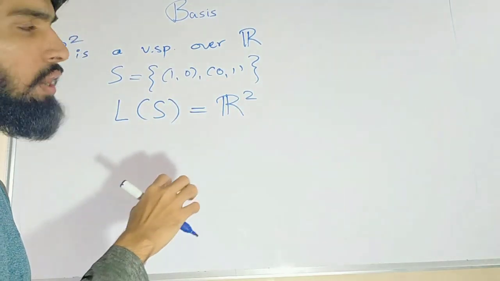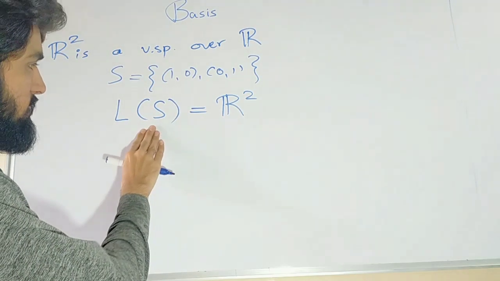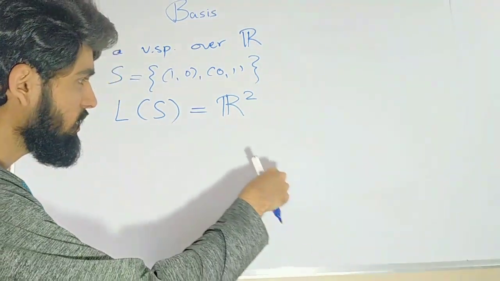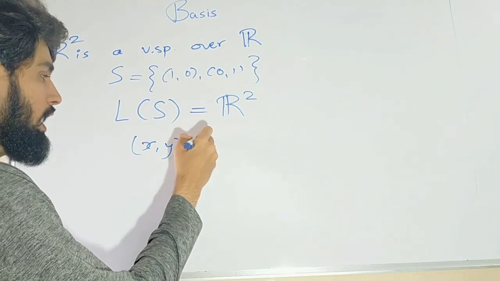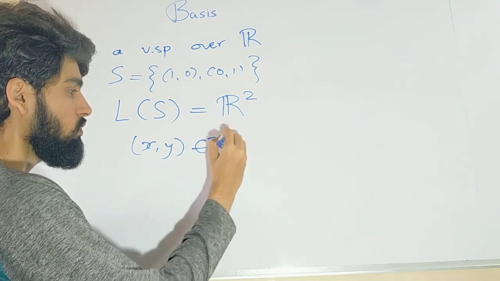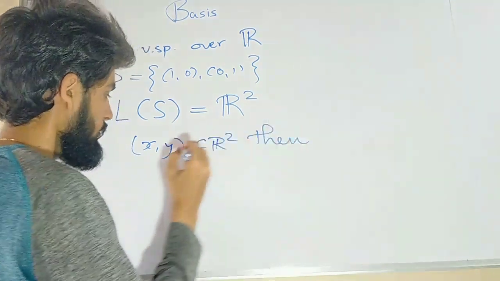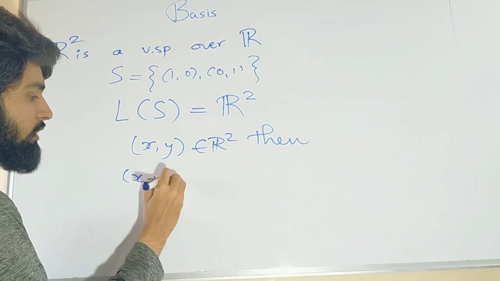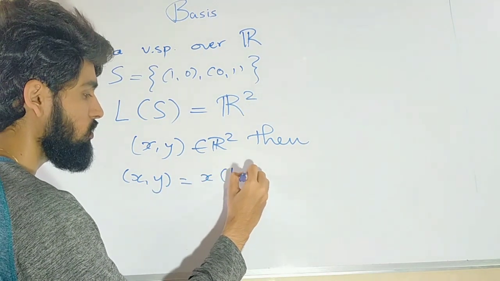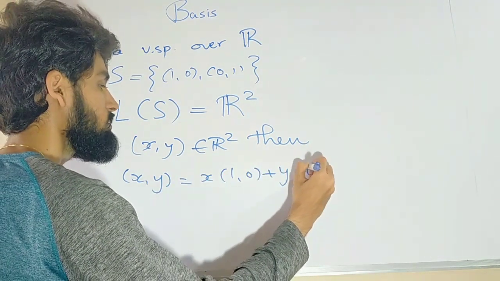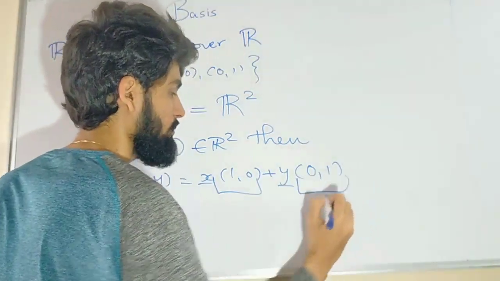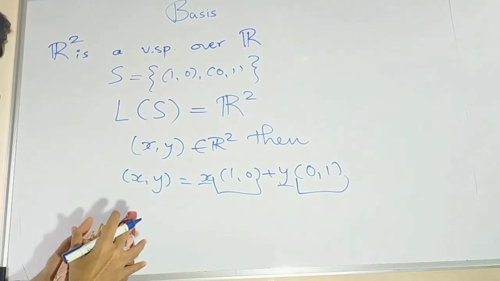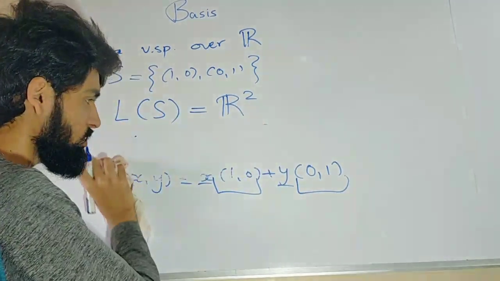Right? How will you prove this? S is a subset of R2, that is trivial. You consider any (x, y) from R2, then what you will see, this (x, y) can be written as x times (1, 0) plus y times (0, 1). That means it is a linear combination of these two elements, and hence you can conclude this. The first one was easy.